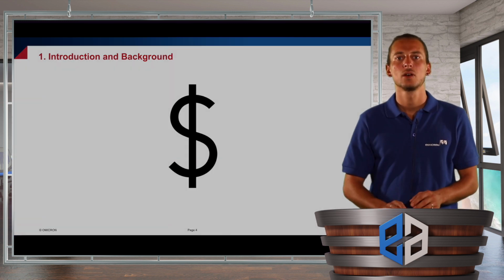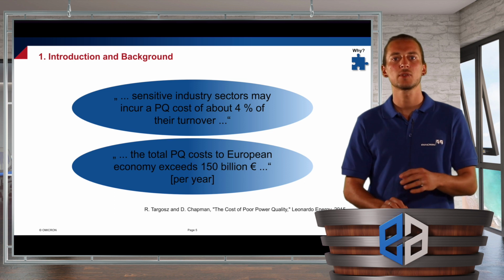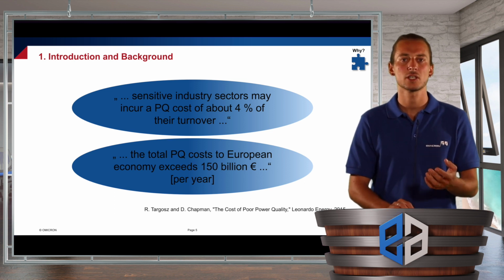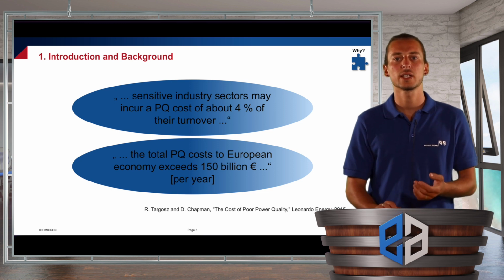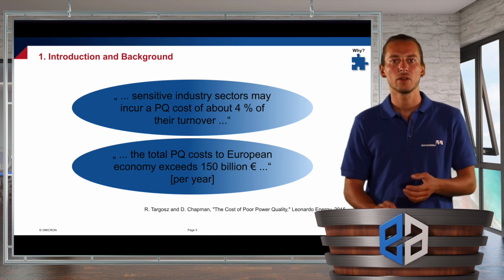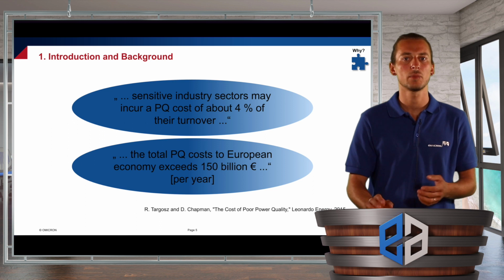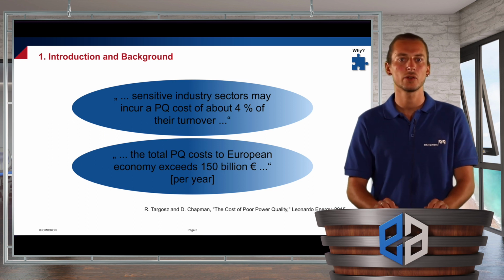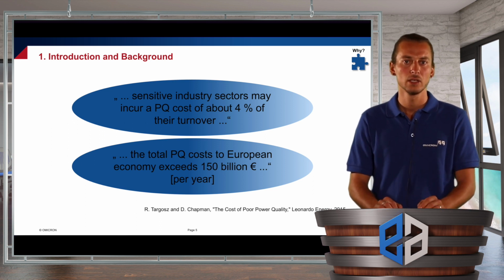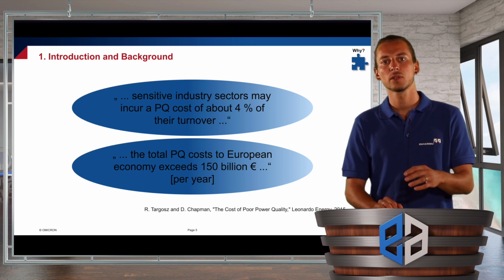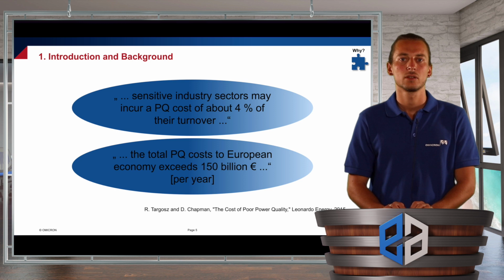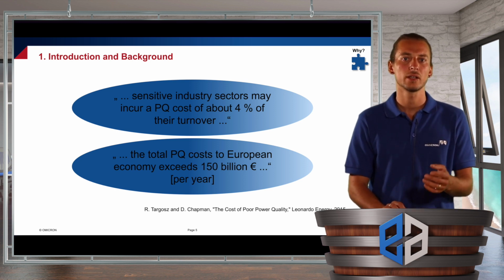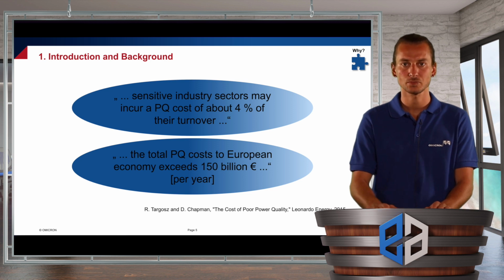And we can also have relative or absolute values for these financial costs. For example, very sensitive industry sectors already have costs for power quality of about 4% of their yearly turnover, which is a lot, I think. Or even when we have an absolute number, the European Union spends up to 150 billion euro per year for insufficient power quality.